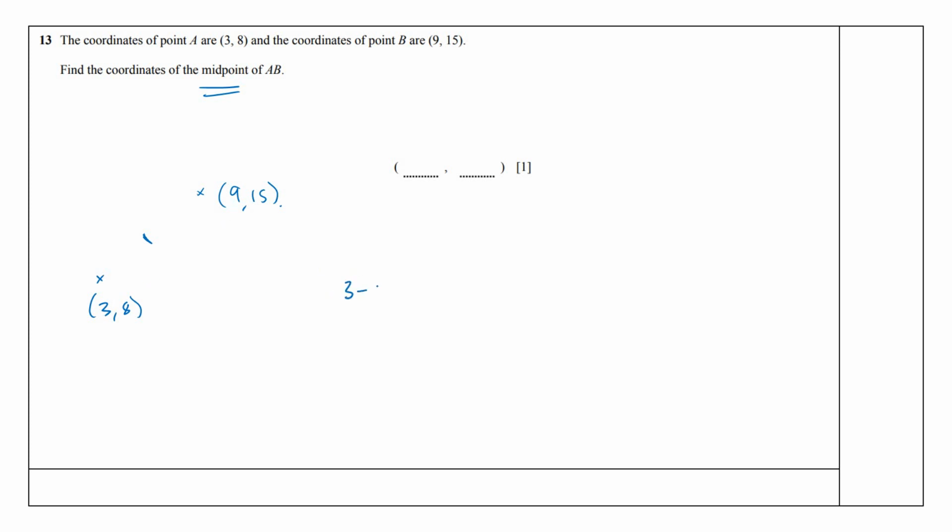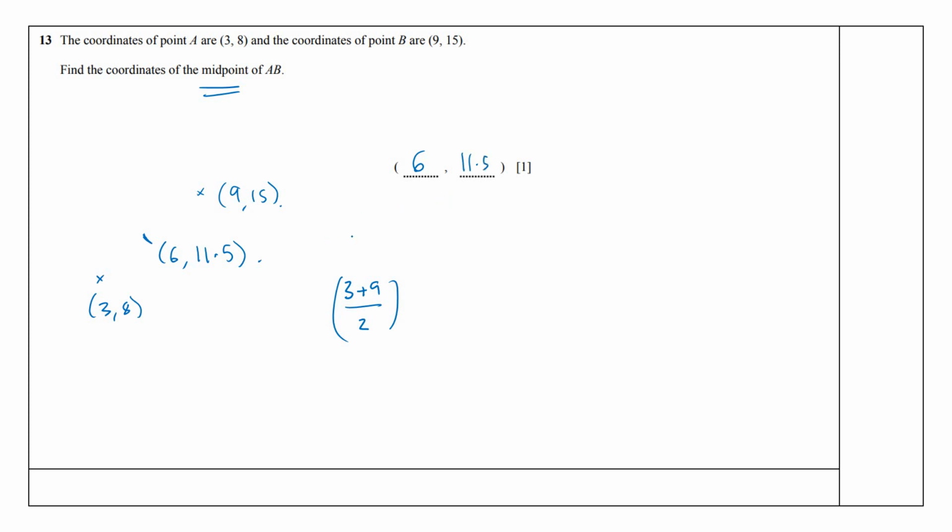You can work out halfway between 3 and 9 really easily and just know it's 6. A trick, if you want to, is to add them up and divide by 2. Add 3 and 9 to get 12, divided by 2 would be 6. 8 and 15 adds up to 23. 23 divided by 2 is 11.5. Okay, so the midpoint would be 6, 11.5.